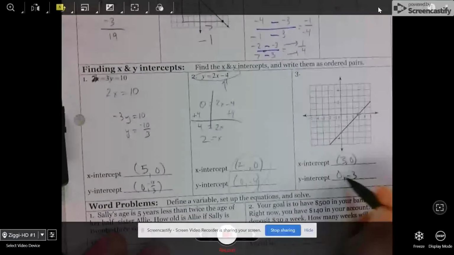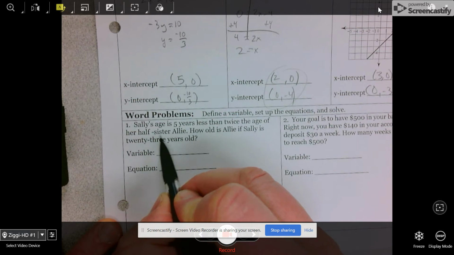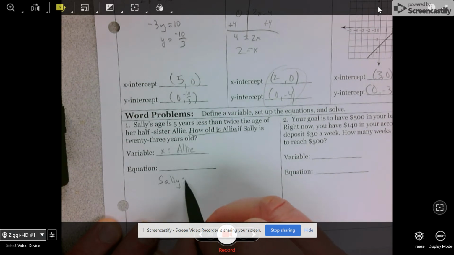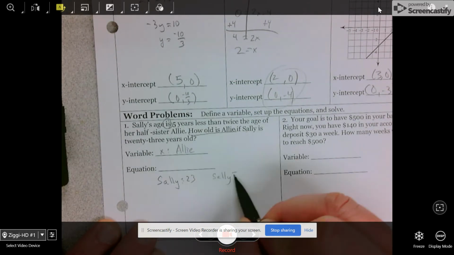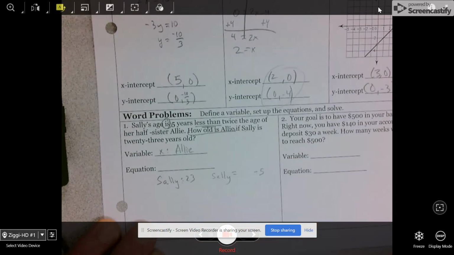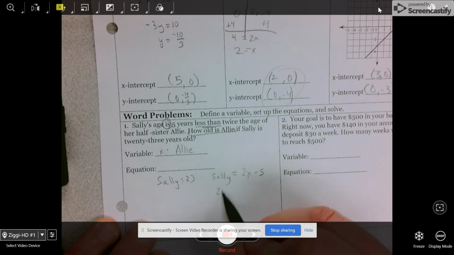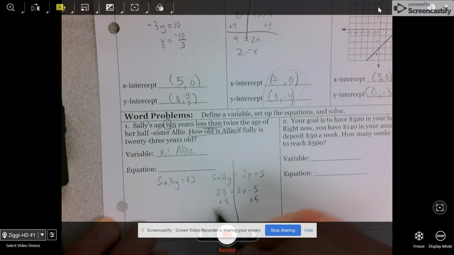Sally and Allie. Sally's age is 5 less than twice the age of her sister Allie. How old is Allie? That's my variable. Allie. Okay, we know Sally is 23. So we're going to write an equation. Sally is means equals 5 years less than, so that we always subtract at the back, twice the age of Allie. So Allie's age is x. So we have 23 equals 2x minus 5. You can solve it. It doesn't say to solve it, but I'm sure you want to know how old these people are. One of them's 14, one of them's 23, but we're looking for this equation right here.